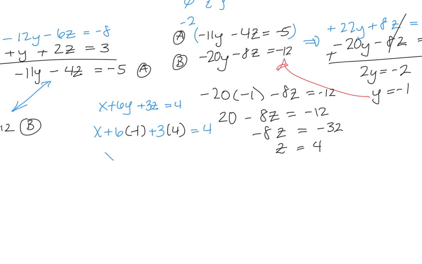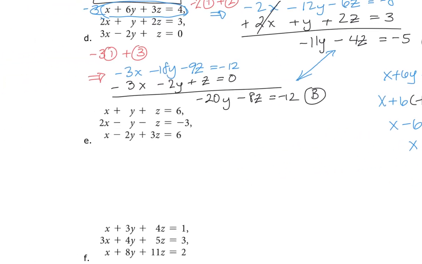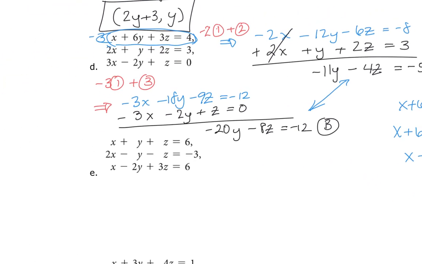And so I have x minus 6 plus 12 is equal to 4. So x plus 6 is equal to 4. So x is equal to negative 2. So my solution is negative 2, negative 1, and 4. Because remember, it has to be x, y, and z in that order. And so there is my solution. Let's do the next one.